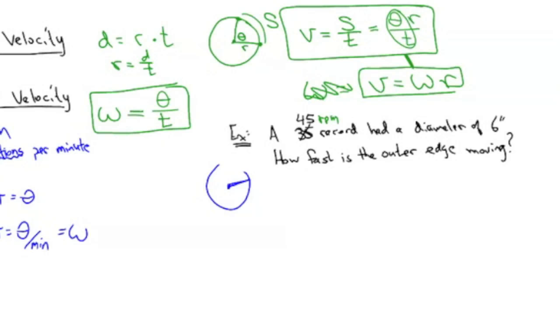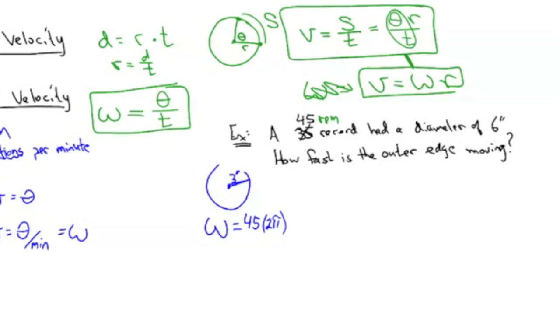So the diameter of 6 inches, what's the radius? 3. So change that right into 3 inches. The 45 revolutions per minute, we're going to find omega from. So we're going to say omega is equal to 45 times 2 pi.